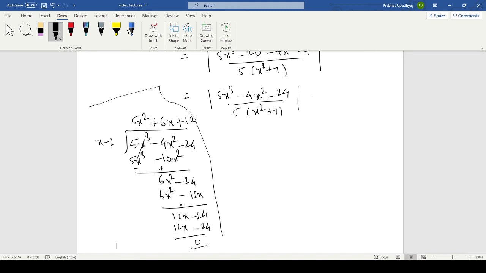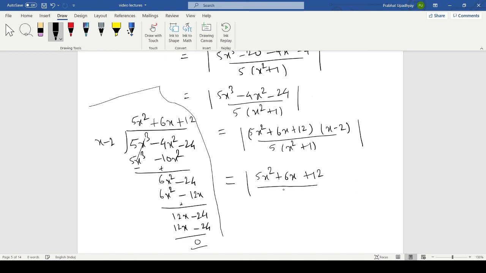So after performing this division, you know that this 5x cube minus 4x square minus 24 can be written as 5x square plus 6x plus 12 into x minus 2 upon 5x square plus 1. So this I can write as mod of 5x square plus 6x plus 12 upon 5 times x square plus 1 into mod of x minus 2.